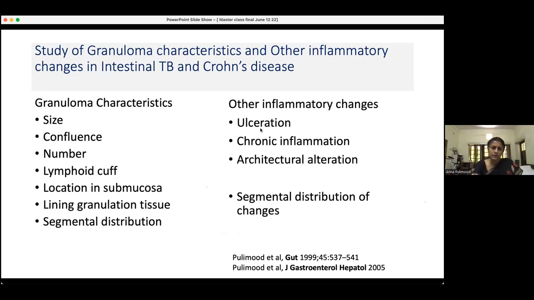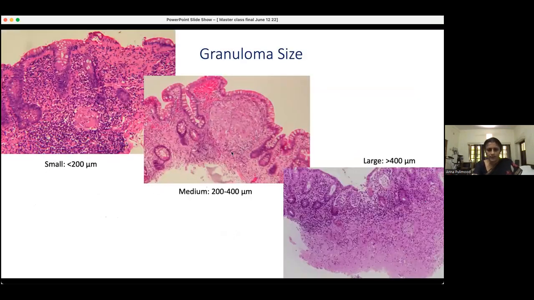Other inflammatory changes we looked at were ulceration, chronic inflammation, architectural alteration, and segmental distribution of changes. When we looked at the size, we measured each granuloma using a graticule in our eyepiece, but generally the height of the mucosa is about 400 microns. So if the granuloma is larger than the height of the mucosa, it's a large granuloma.